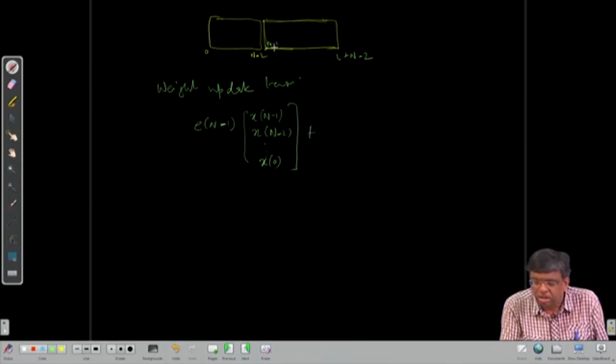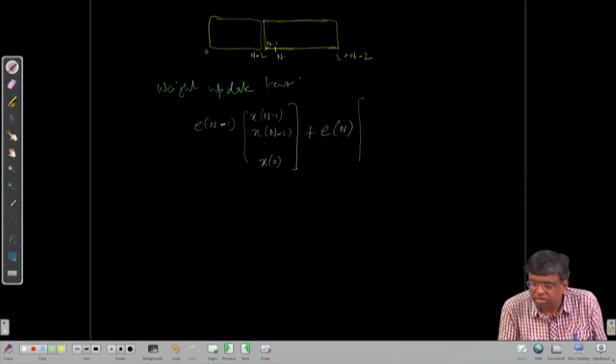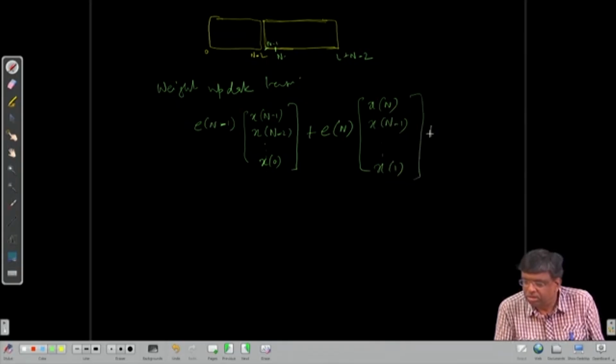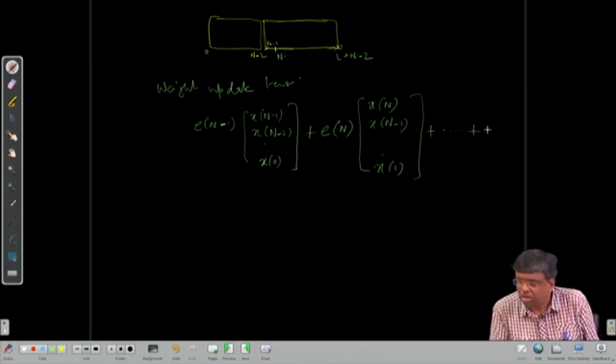Then plus, I go to the next point. So, e n, again times the data vector there. Earlier it was x n minus 1, now it is x n. Earlier it was x n minus 2, it is now one step forward, dot dot dot, it is x 1, plus dot dot dot. Lastly, I take at this point e L plus n minus 2, the error.